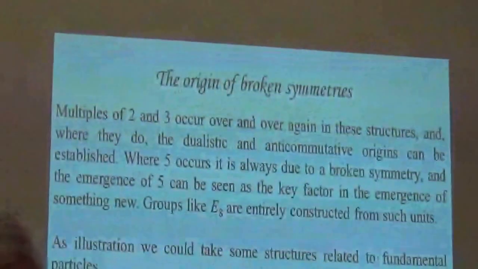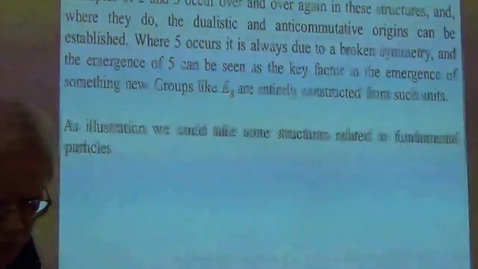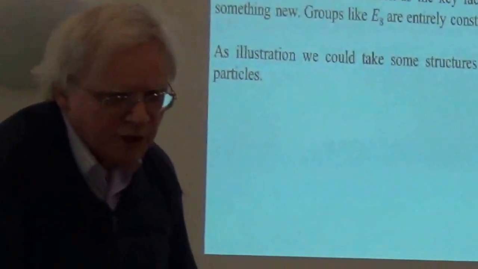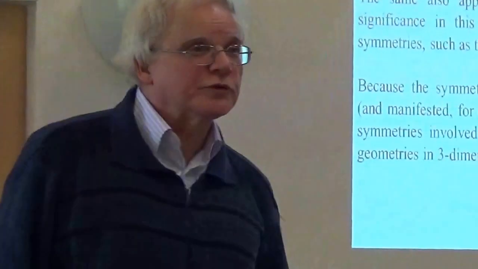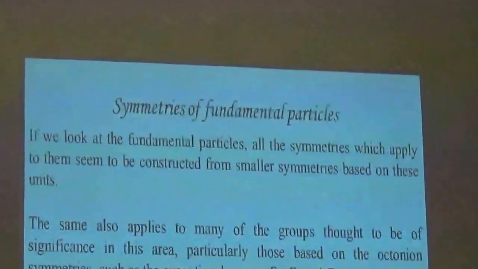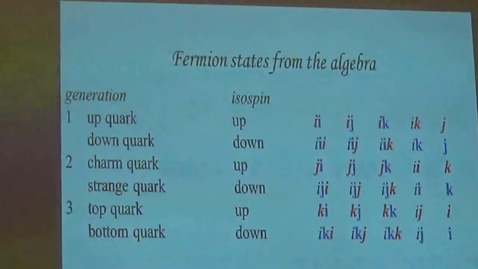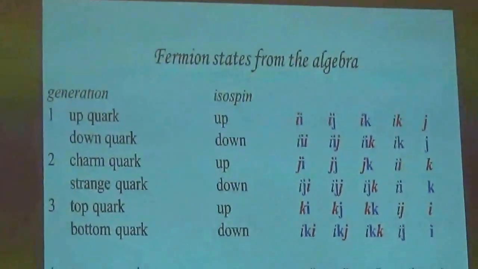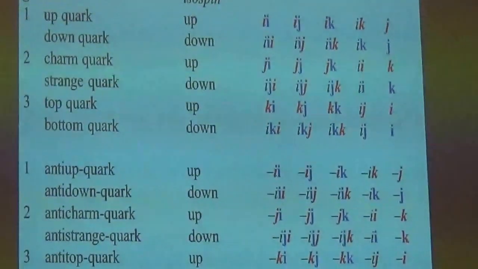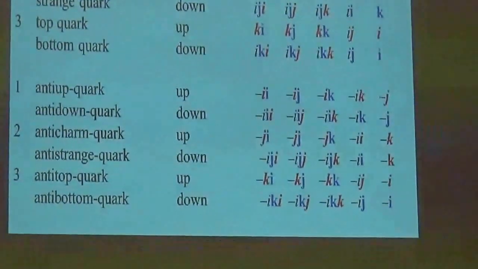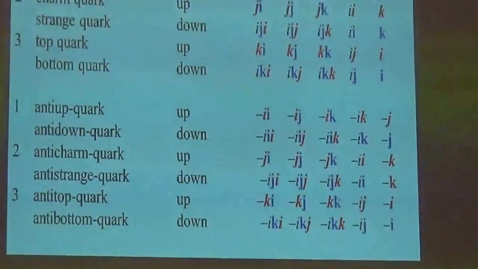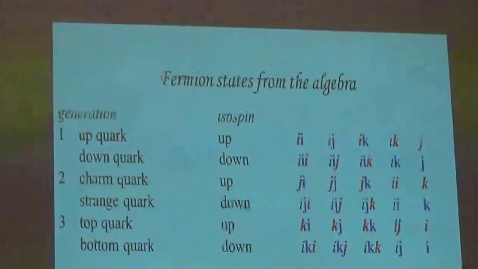We get multiples of two occur over and over again in these structures, and when there's a five, it's a broken symmetry. Groups like E8 sound very complicated, but they're not really anything more than a lot of twos and threes put together. The E6, E7, E8, all that kind of thing. So that's one thing you can do. That's a way of using our algebra to construct particles. That's the same patterning, same structure.